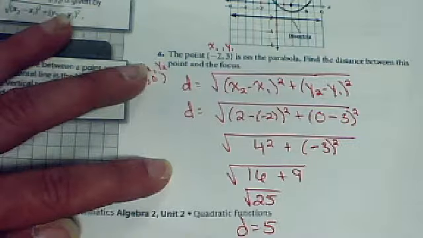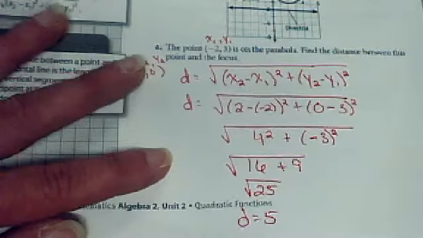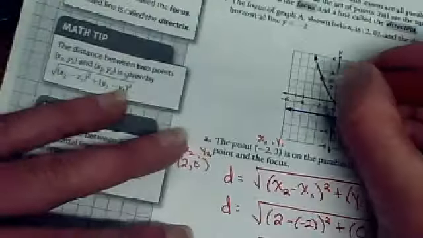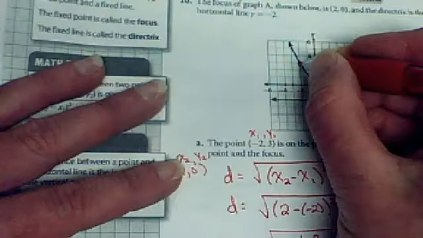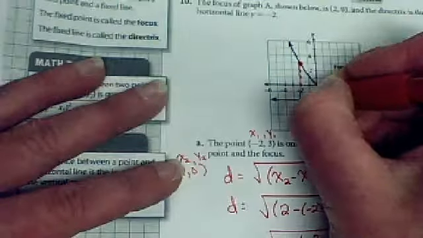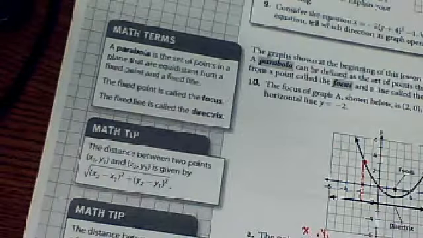Let's see how far away that point is from the directrix. Now, we could use the formula again, or we have the point drawn on the graph. How far away is the directrix from that point? 1, 2, 3, 4, 5. So the distance between the point and the directrix was 5 as well. So they are exactly the same.